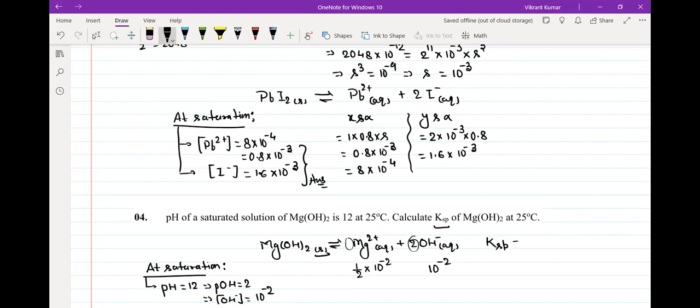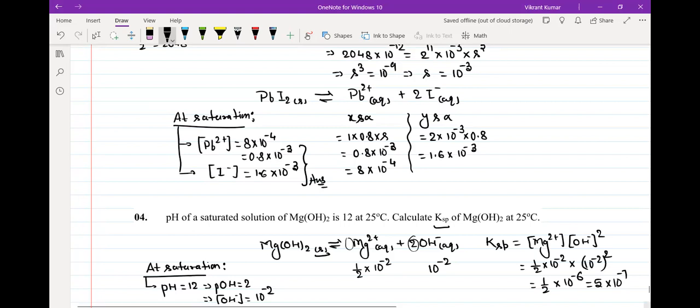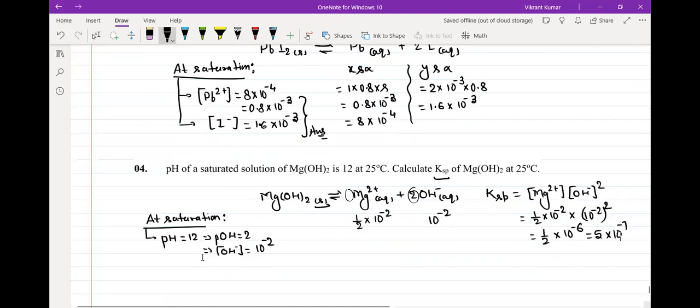So from here we will write KSP is nothing but Mg2 plus into OH minus squared, and that will be half into 10 raised to minus 2 into 10 raised to minus 2 squared. That will give you half into 10 raised to minus 6, or you can also write 5 into 10 raised to minus 7. Is it okay? There is another method also. Mg(OH)2 is an AB2 type of salt, so this was method 1.